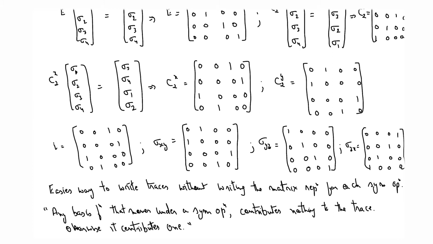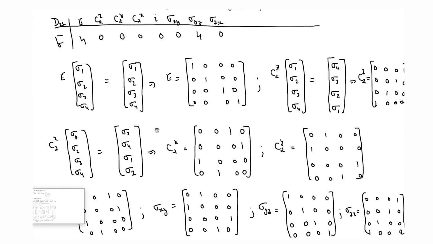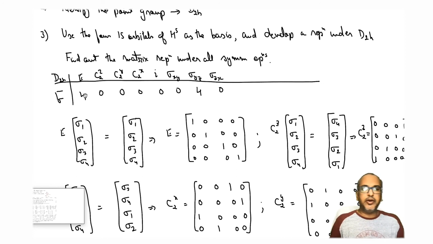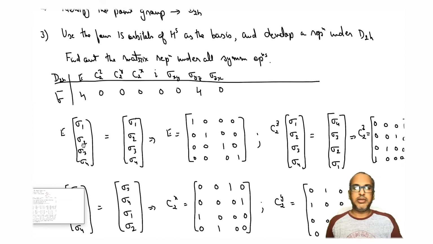Okay, so let us see that again. What do I mean by that? When I apply E on the basis function, none of the basis functions move. That means all of them will contribute 1 for the trace. That will give you trace 4. If I do C2Z, all 4 will move. That means they will not contribute anything towards the character or trace. So the trace will be 0. Again, everything will move here.